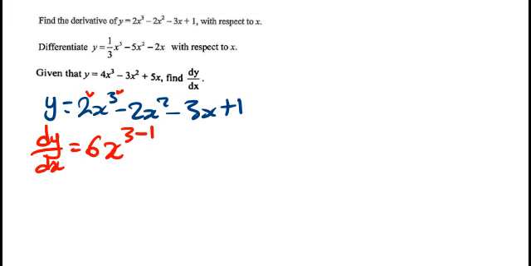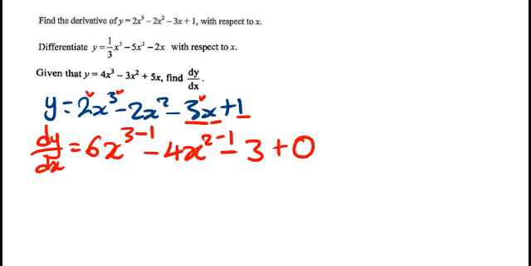And then you have negative 2 multiplied by 2, so it will be negative 4x to the power 2 minus 1. And then when you have something like this, it doesn't have just an x, it only has a power which is 1, an invisible 1. You just get a 3, which simply means that you are going to have a 3 there. And then you have plus 1, which simply means that you are going to have a 0 because it is a constant number.